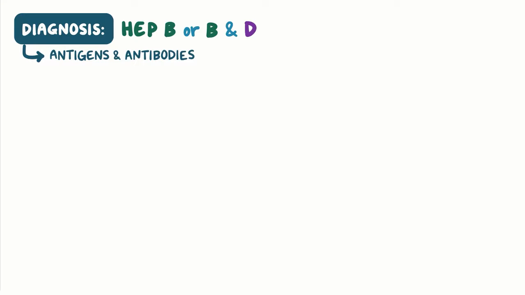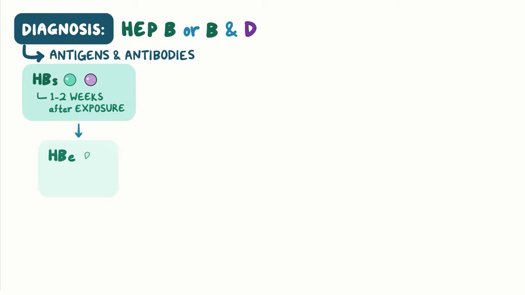The diagnosis of hep B or B and D co-infection is based on the antigen and antibody findings in the blood. HBs antigen is the first to appear and can be detected in the first 1 to 2 weeks after exposure. HBe antigen appears shortly after but clears quickly. Shortly after its clearing, HBe antibodies appear.